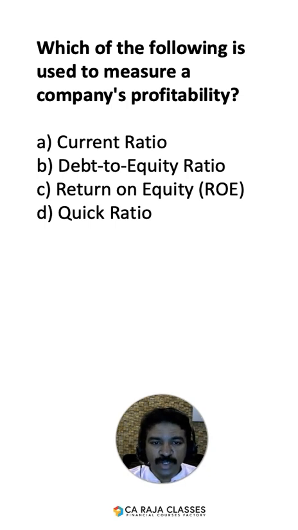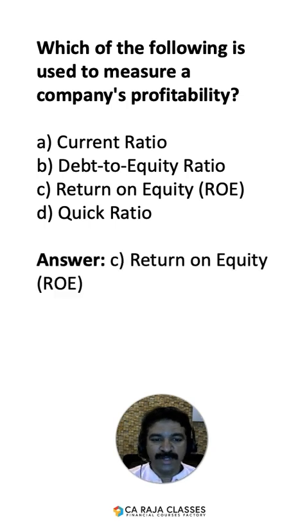Yes, this ratio compares the profit available for equity shareholders with the equity. So here the relationship is established between the profit and the owner's investment, and in this way it also measures the profitability. So the correct answer is return on equity.